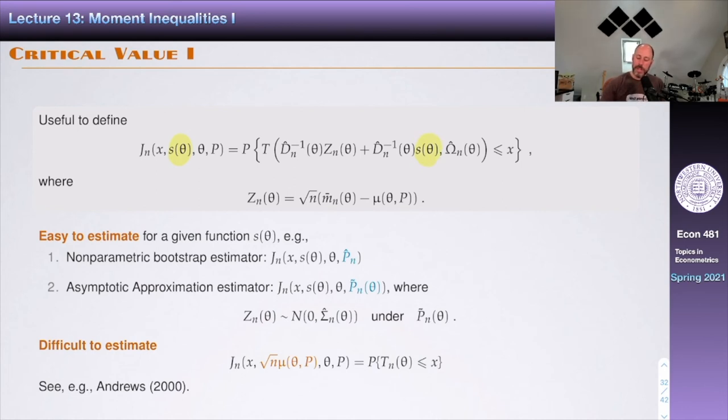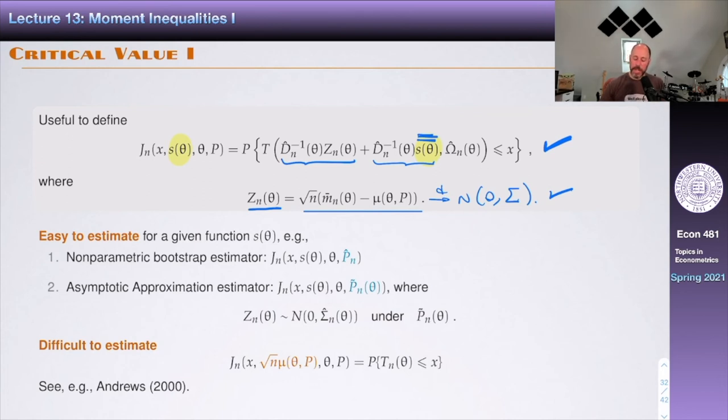Other than this, you have Z_n, which is square root n, m bar minus mu. This is the object that will be normal, mean zero, with some variance. So that's why we have C and theta. And then notice that this is not scaled by sigma, so we're scaling this by sigma by multiplying by this matrix D. And then we have the same matrix D multiplying this S business that we don't know what it is. Then the other part is the omega that we had before. And I want to say we care about understanding this distribution. If we understand this distribution for a choice of S and we're smart about S, then we can do inference.